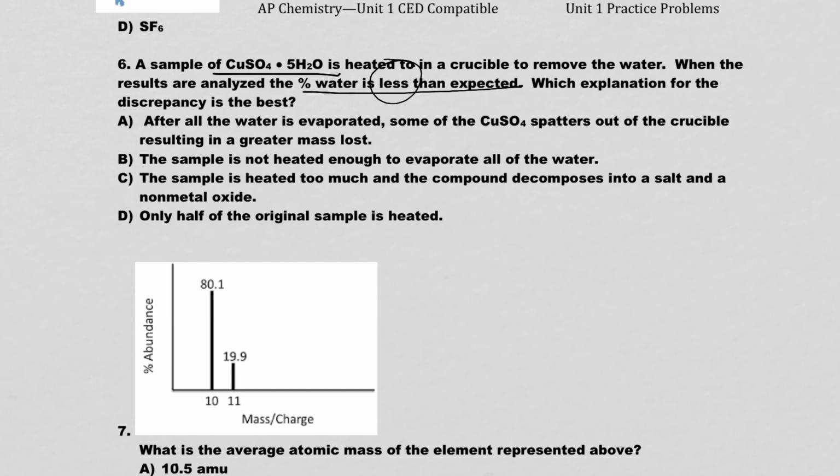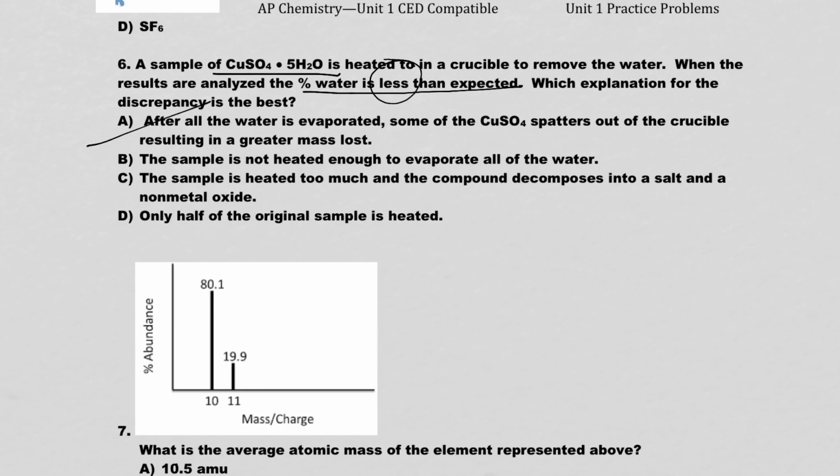Okay, so let's go through all the different answers and see what's wrong with the ones that are not going to be the answers. Looking at A, after all the water is evaporated, some of the copper 2 sulfate spatters out of the crucible, resulting in a greater mass lost. If you think about it, we mass this at the beginning before we heat it, then heat it, cool it, mass it, then heat it again. We're trying to achieve constant mass here. So if some of the solid spatters out, the mass lost is going to be too great. The difference between what we started with and what we're ending with is going to be a large amount, which means the percent of water will be too high, so we cannot choose A.